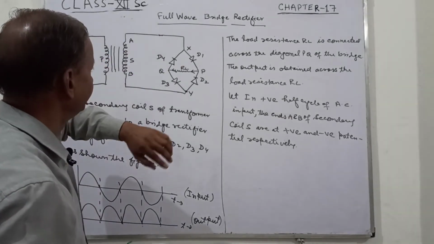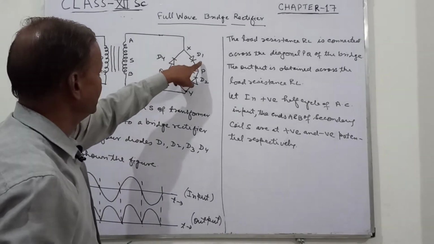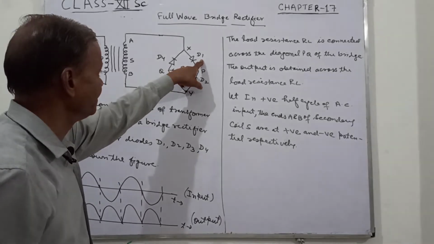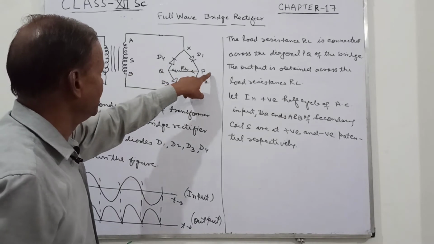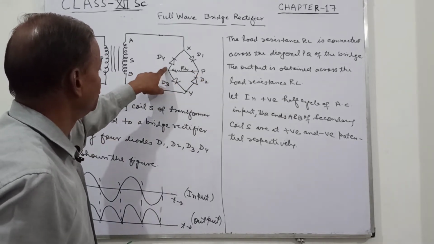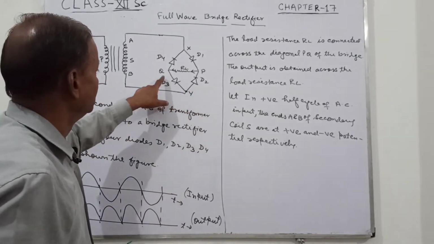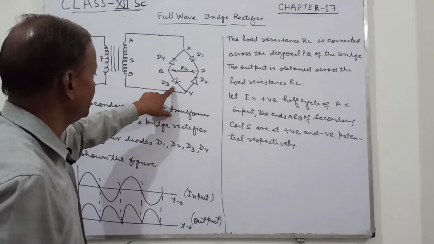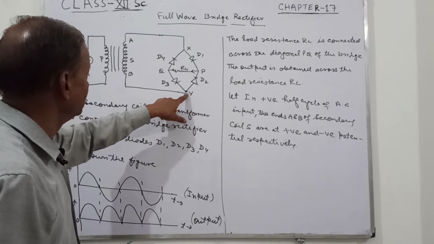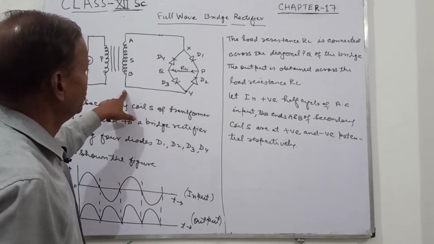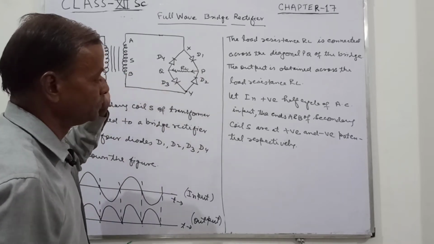Then you see from here, this being the positive terminal, this diode D1 will be in the forward bias and D4 will be in the reverse bias, and the current will pass from P to Q. D2 being in the reverse bias, the current will not pass through it. And from Q to this diode D3, D3 being in the forward bias, again the current will pass through it and it will go like this. So the current in the load resistance is from P to Q.